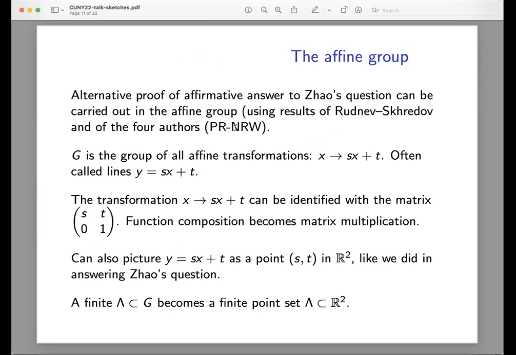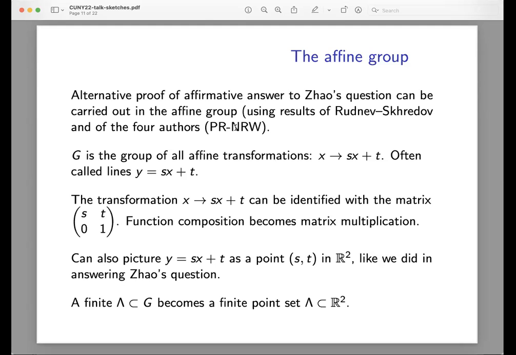The connection with the previous theorem is that we proved this theorem, at least initially, using these properties of the affine group. Then we found the shorter proof that I presented. So in my mind, the two topics are related. So, what is the affine group of transformations? You take a point x and you map it to sx plus t. That's an affine transformation.